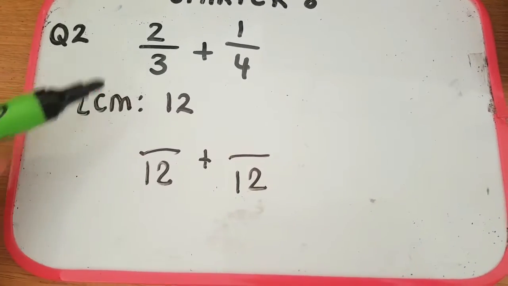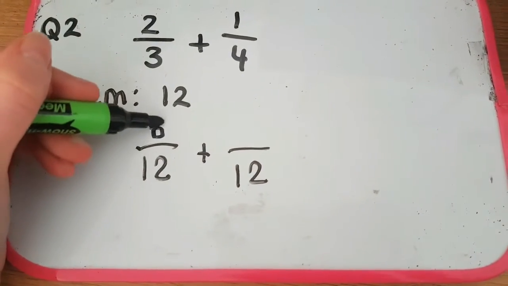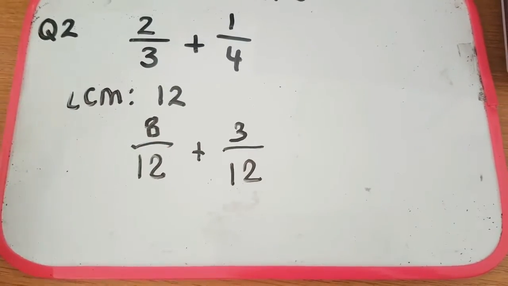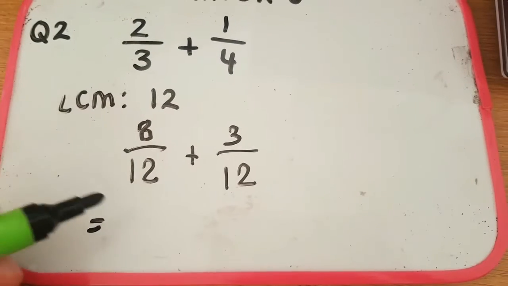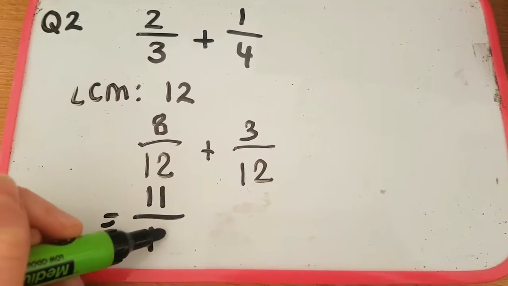Now in order to get from 3 to 12, in this case, I have to multiply by 4. So this is going to be 8 over 12. And this one is multiplied by 3, so this is going to be 3 over 12. When I add these together, I just add the numerators. So 8 plus 3 is 11, and my denominator stays the same.